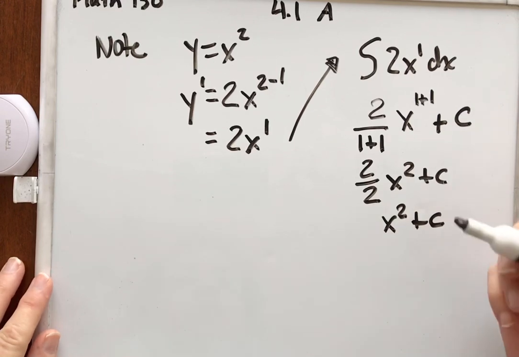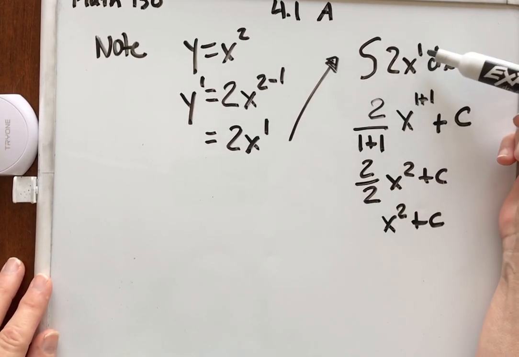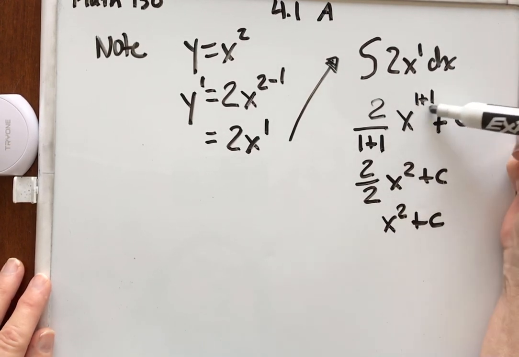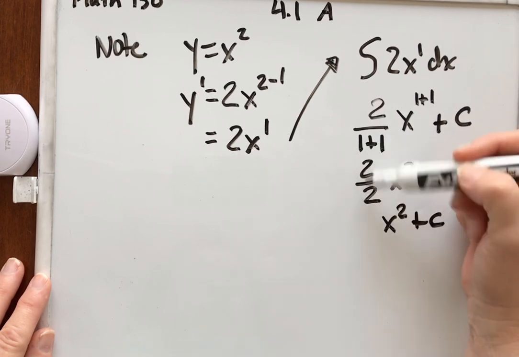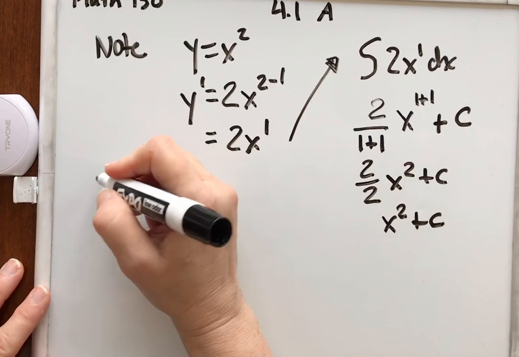Okay, so just to note, with the derivative we subtract 1, when we integrate we add 1. And to compensate for this 2, we're going to add 1 here, and whatever this is, we divide by it, and that will cancel out. So let's do another one.